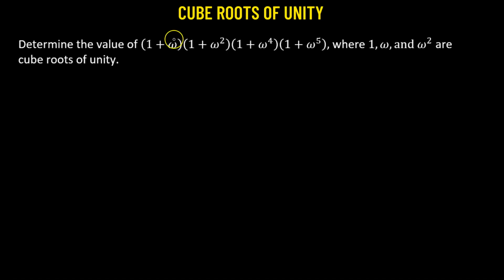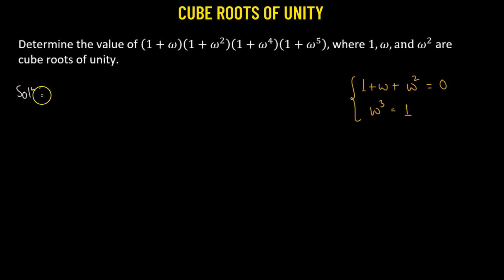We need to find out the value of this given expression, provided 1, omega and omega squared are cube roots of unity. Since they are the cube roots of unity, it follows that the sum of the roots, which is 1 plus omega plus omega squared, equals 0, and the product of the roots, which is simply omega cubed, equals 1. With these two properties, let's try to find out the value of the given expression.